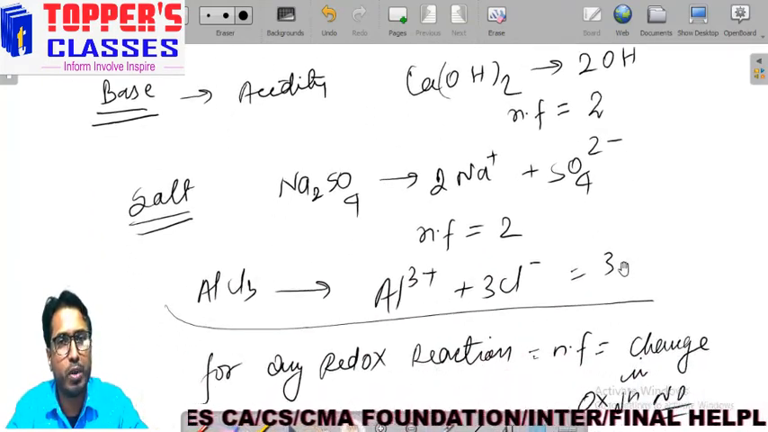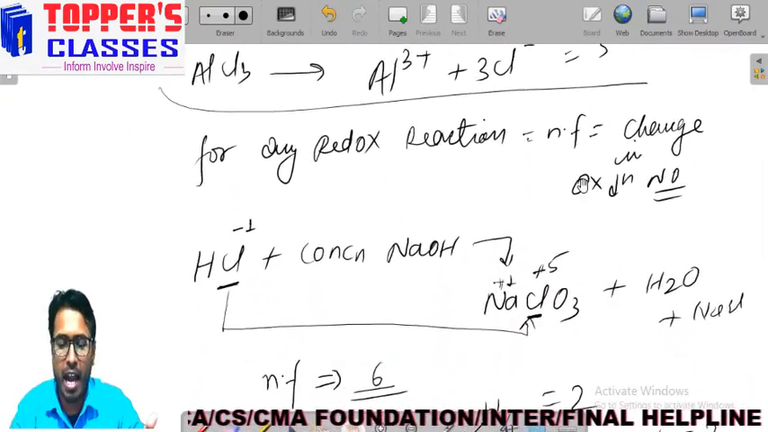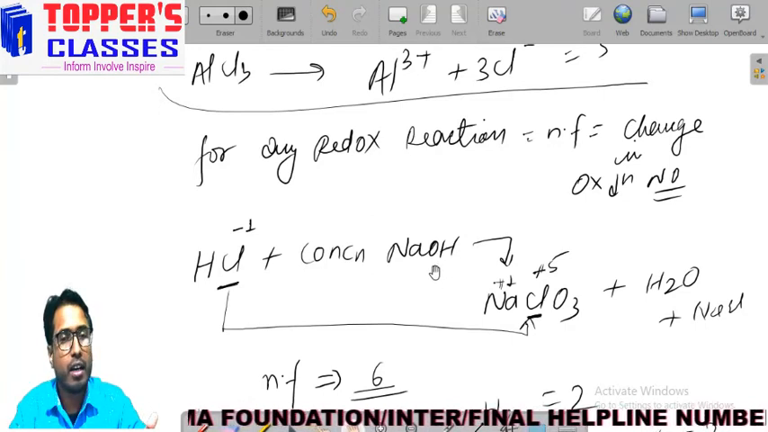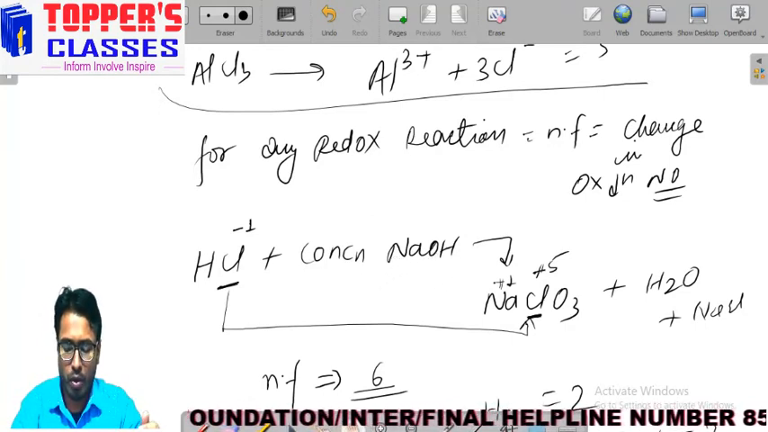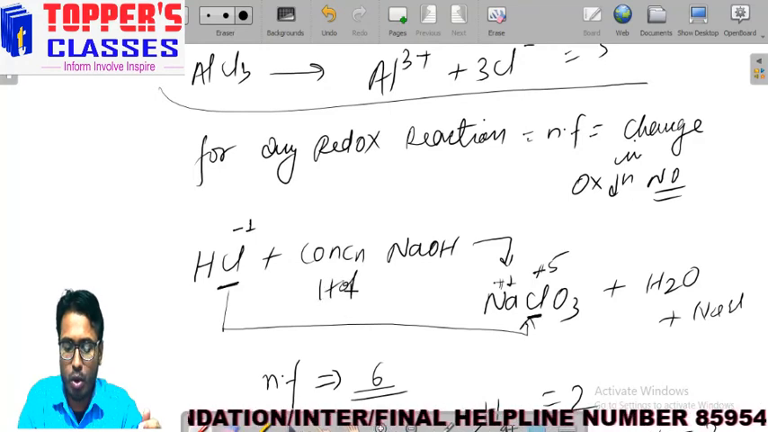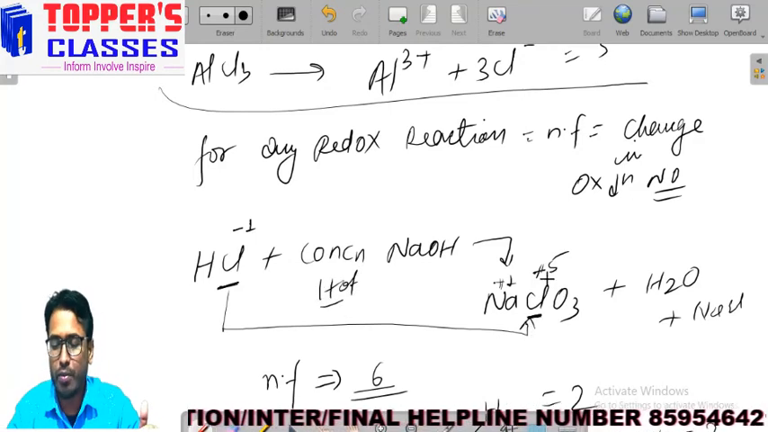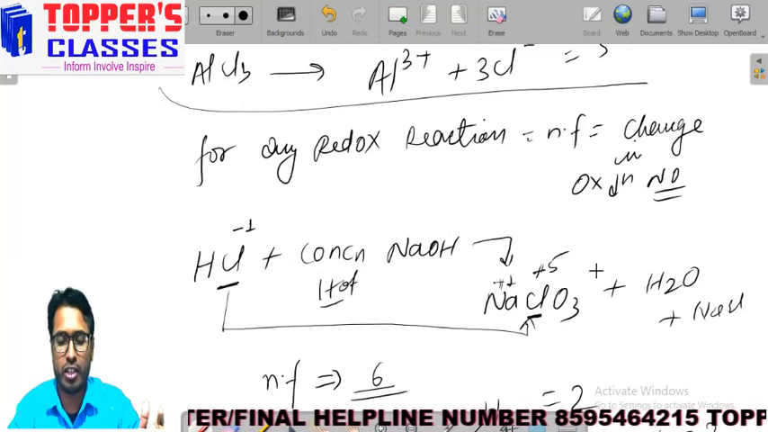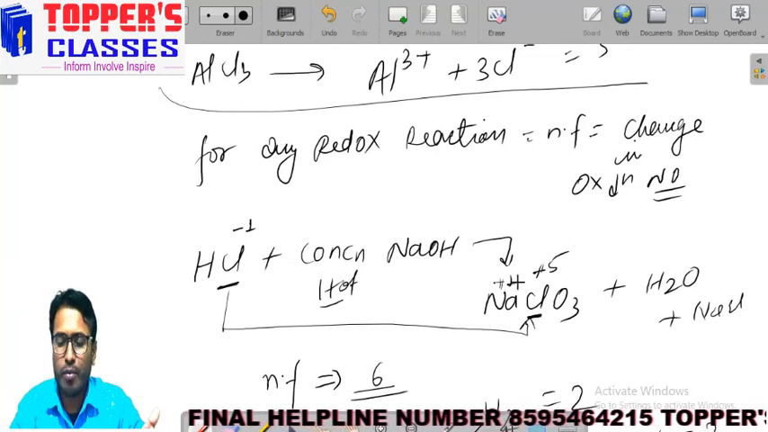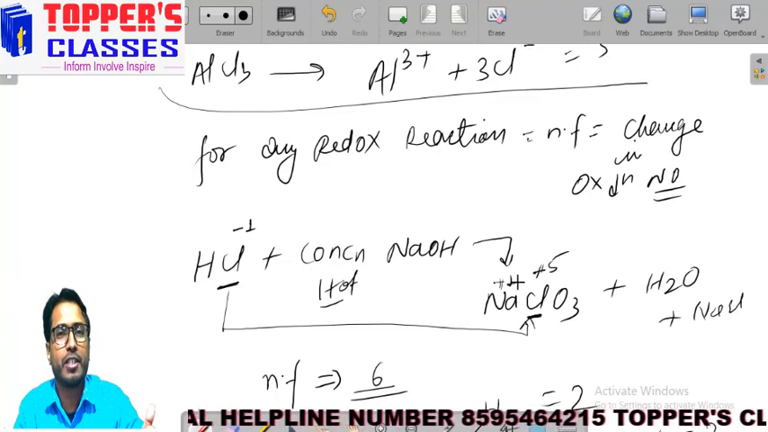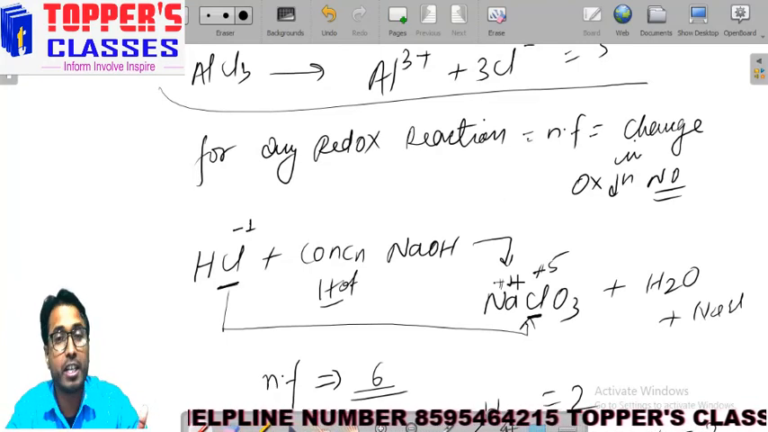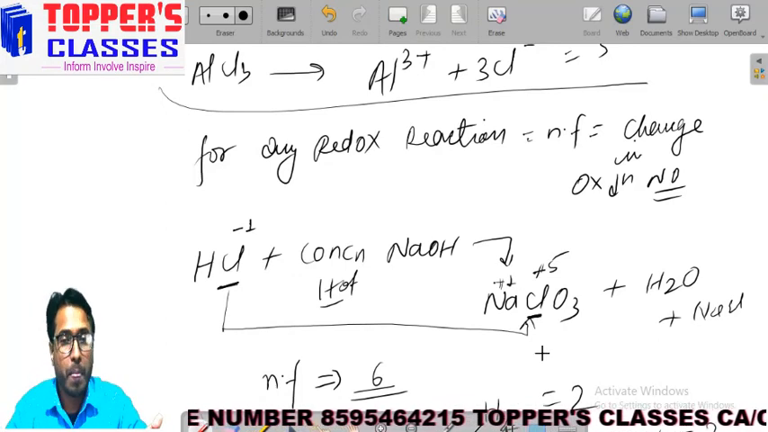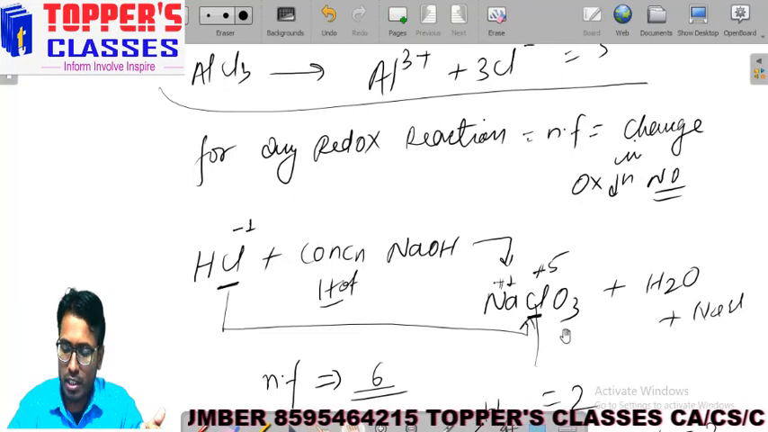Similarly, for any particular reaction, for example, I have taken the reaction of hydrochloric acid with hot and concentrated sodium hydroxide, then we are getting NaClO3 plus H2O plus NaCl. In this reaction, we look at the change in oxidation state. Whatever the change in oxidation state that is occurring, that will be the n factor for the particular reaction. So we learnt about all this in today's session.